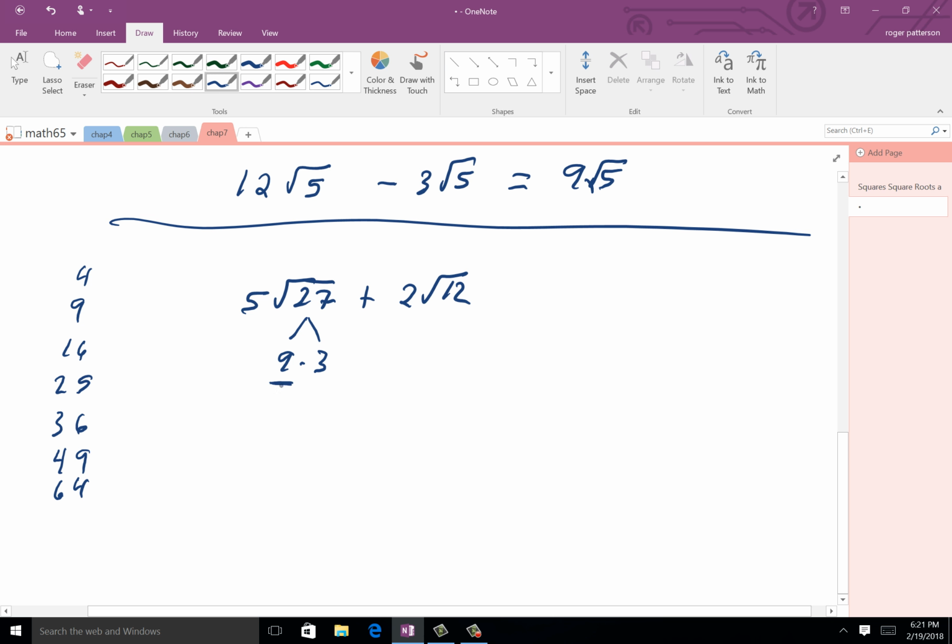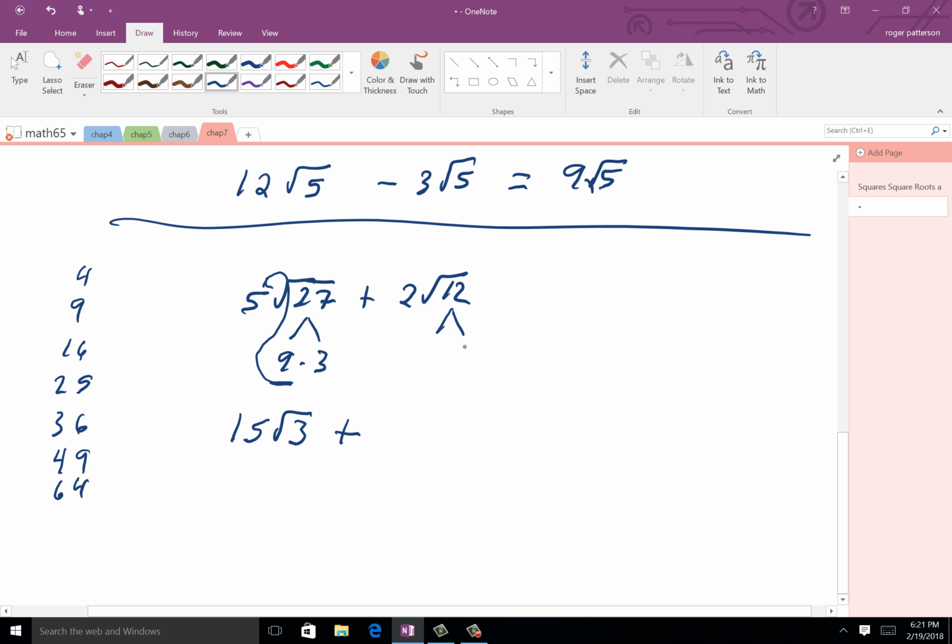It's going to be a 3. So 3 is going to come out, right? Yeah. Go to that 5. So we're going to get 3 times 5, 15. So we're going to have 15 square roots of 3. Okay, this 3 is going to stay.